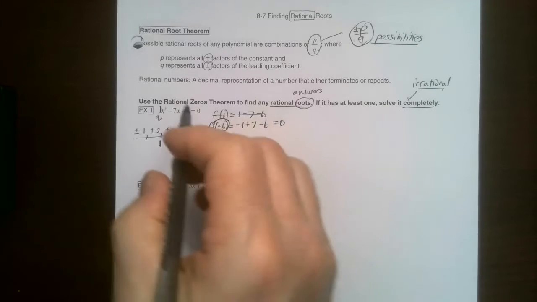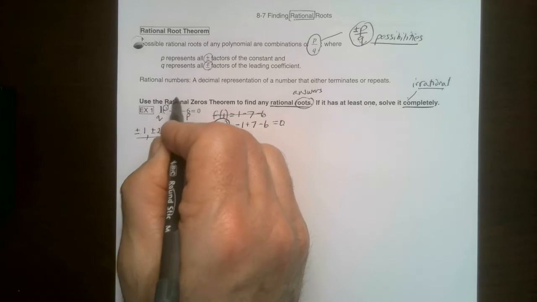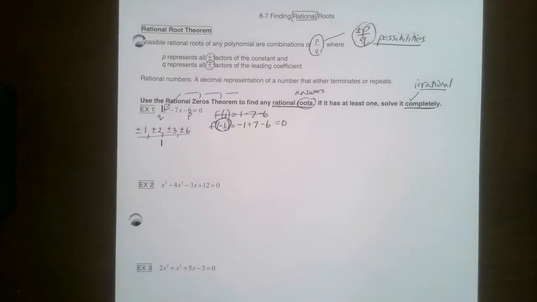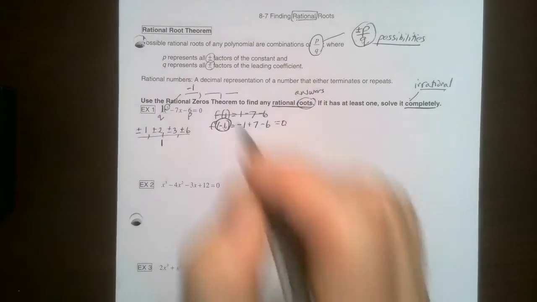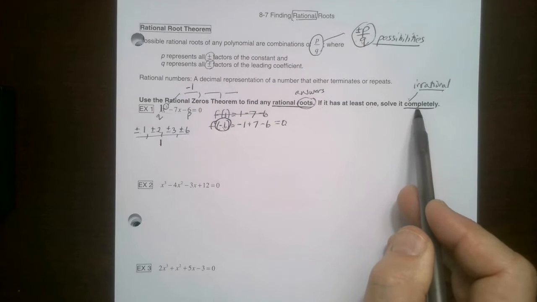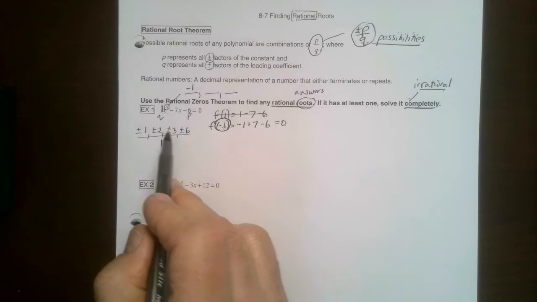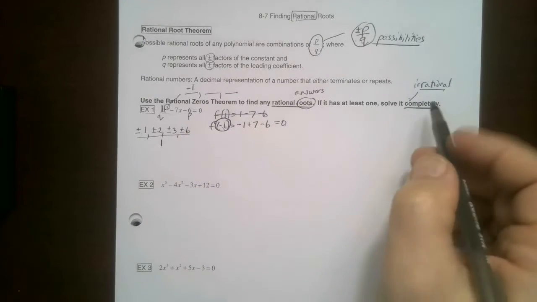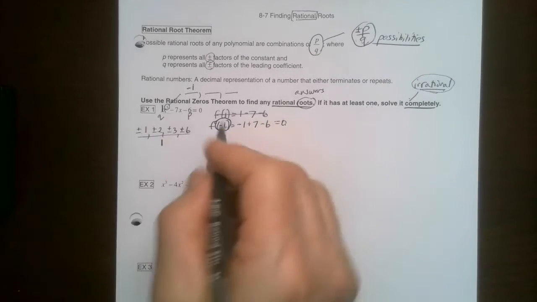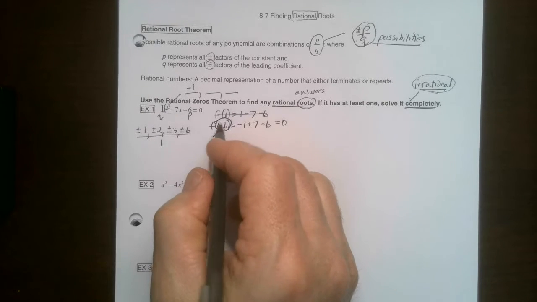So I want to give you guys a hint. If the power of your original problem is a 3, that means there's going to be 3 answers. I'll throw that in for free. And we've already found 1. And this says, if it has at least 1, solve it completely. In other words, find the other ones. Now you could just keep plugging stuff in. But remember, there might be some irrational answers. So I'm going to skip that and just say, all right, this is why you learned synthetic division.